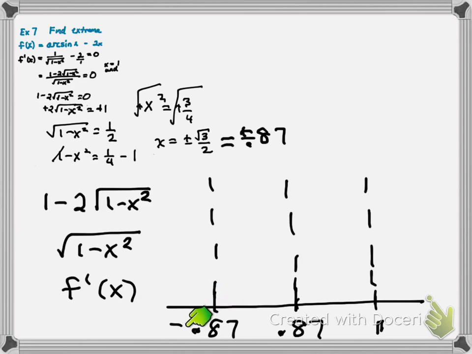So negative 0.87, a number less than that, would be negative 1. So if I plug negative 1 in here, negative 1 squared is positive 1. 1 minus 1 is 0. Square root of 0 is 0. 0 times 2 is 0. So 1 minus 0 comes out a positive. Okay, and then here, if I plug it in, I actually get a 0. So it doesn't give me a positive or a negative at that mark.